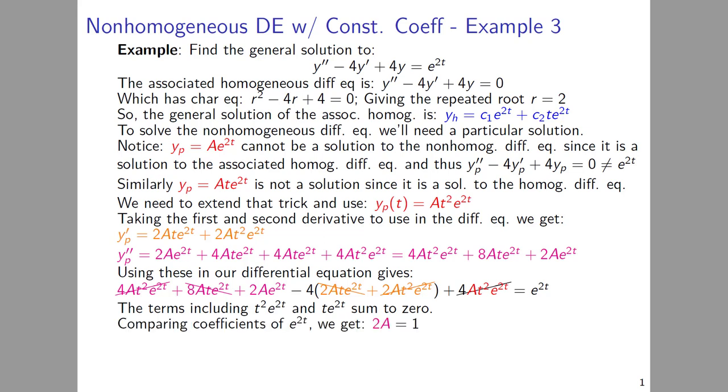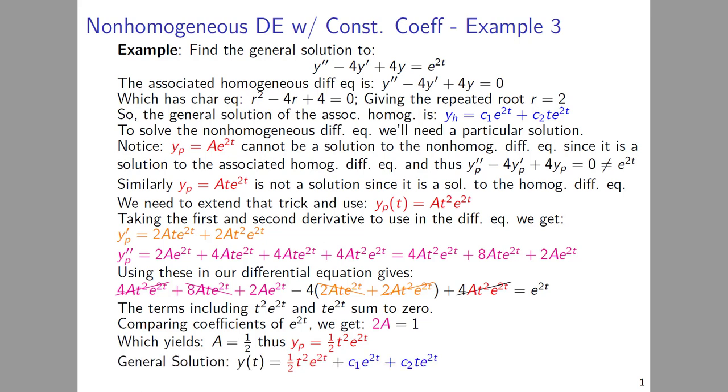And lining up the coefficients, we get that 2a must be equal to 1, since the coefficient of e^(2t) on the left is 2a, while the coefficient of e^(2t) on the right is 1. And this yields a = 1/2. And thus, our particular solution is (1/2) t^2 e^(2t), and the general solution is (1/2) t^2 e^(2t) plus the solution from the homogeneous differential equation, c1 e^(2t) + c2 t e^(2t).